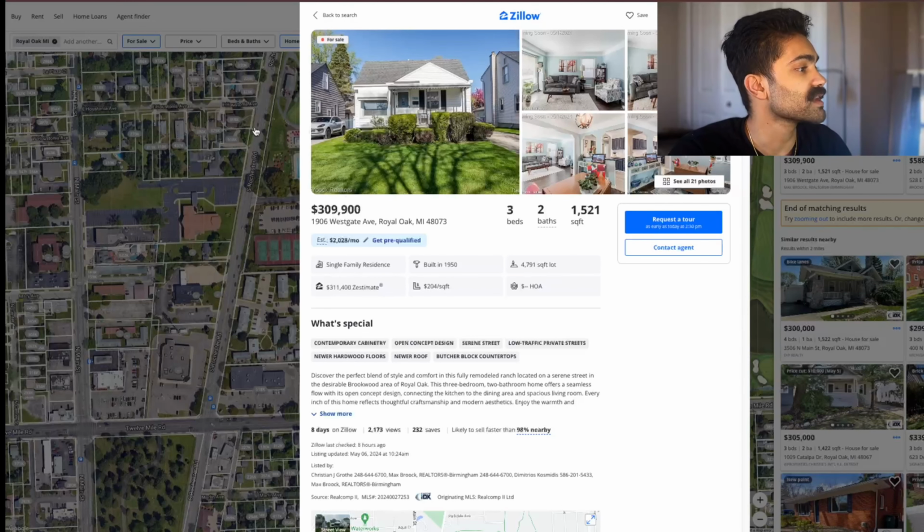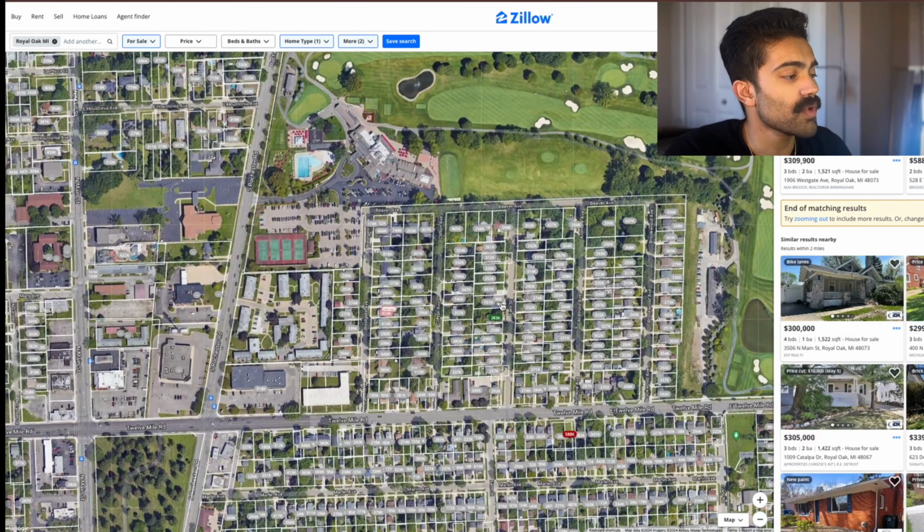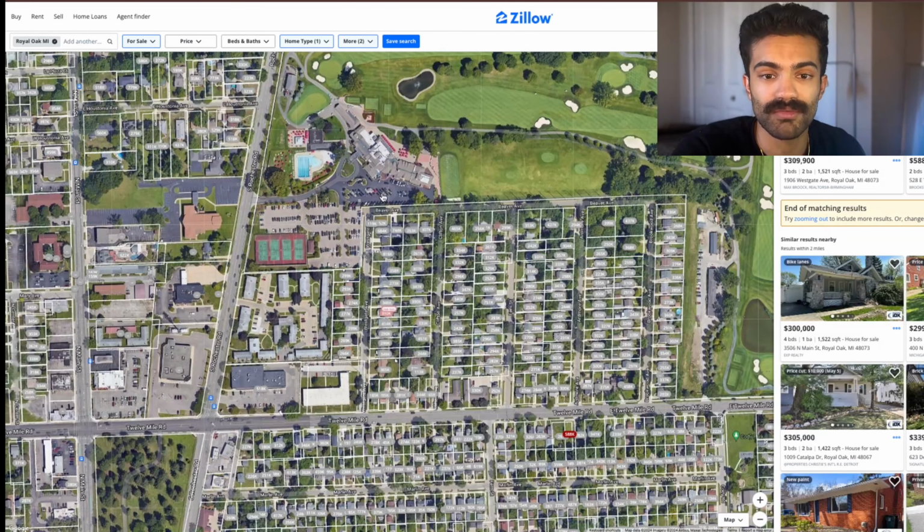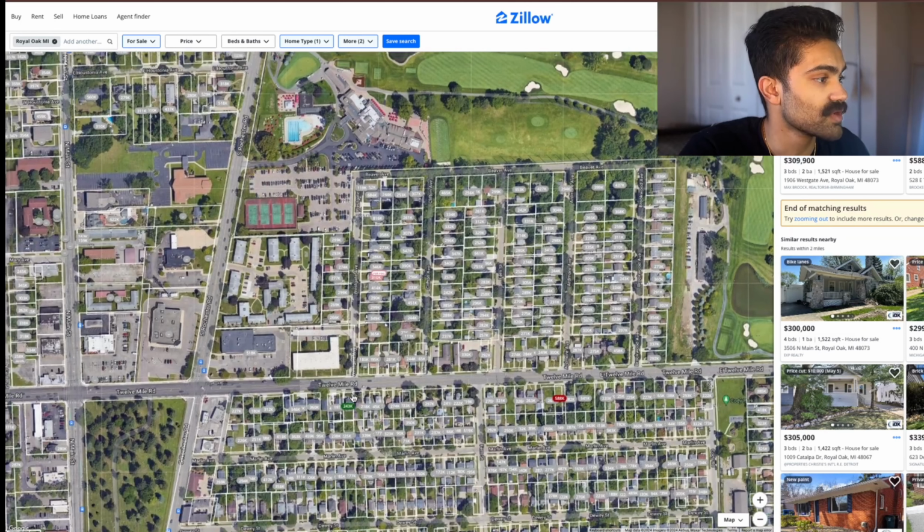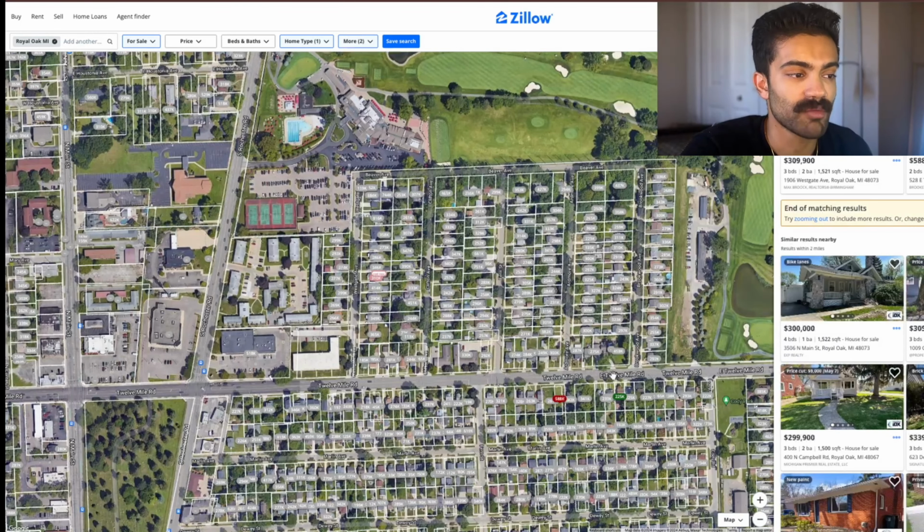Now, in a neighborhood like this, you want to keep the search to this small area, this general area right where I'm showing you. If you're in a more sparsely populated or rural area, you want to extend that distance larger, because there are probably not as many properties sold in the area.